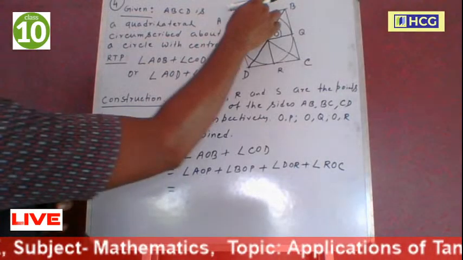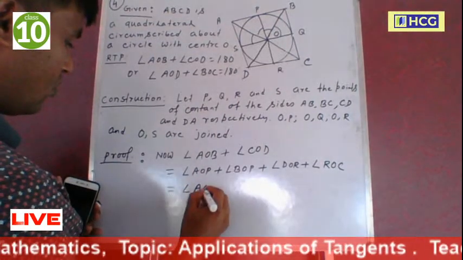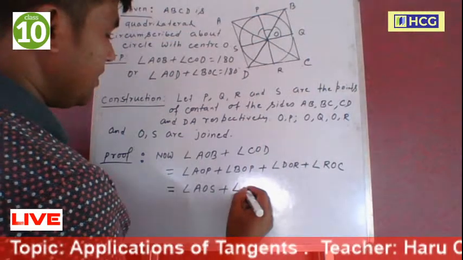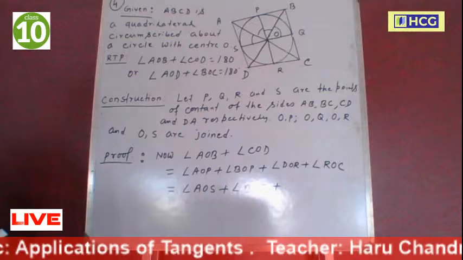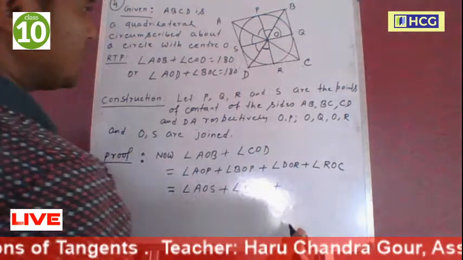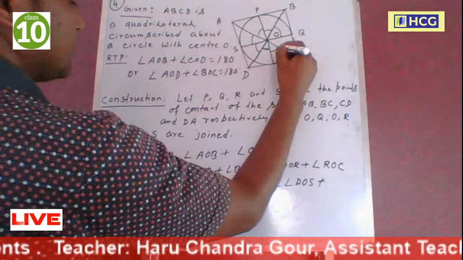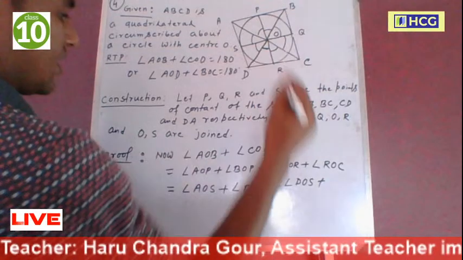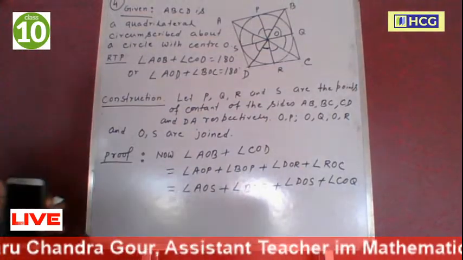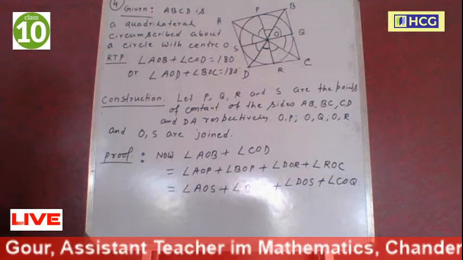AP and AS are two tangents, so angle AOP equals angle AOS. So write AOS, and BOP equals BOQ, plus angle DOR. DS and DR are two tangents, so DOR equals DOS, plus angle ROC. RC and CQ are two tangents, so angle ROC equals angle COQ. Write the logic: two tangents passing through a common point subtend equal angles at the center.